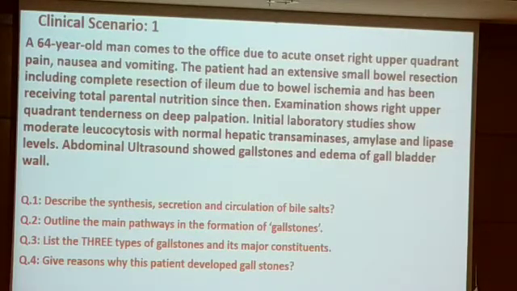So first question, answer the first question. Group 1. Describe the synthesis, secretion, and circulation of bile salts. So it starts in the hepatocytes with the cholesterol molecule. It gets alpha hydroxylation by alpha hydroxylase, then gets conjugated by taurine or glycine, then secreted into the canaliculi.